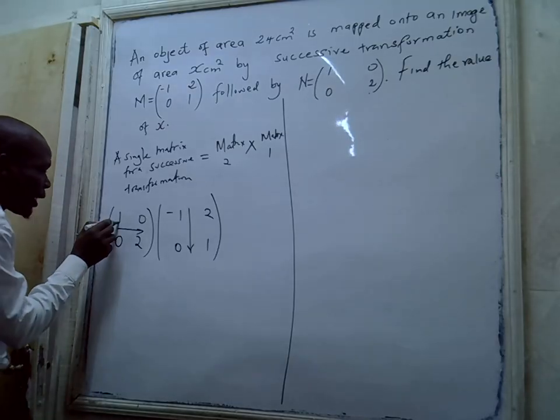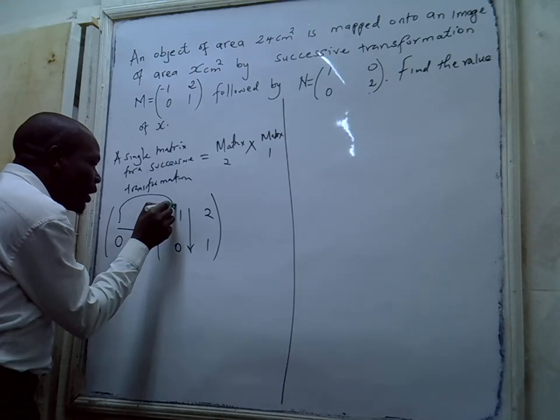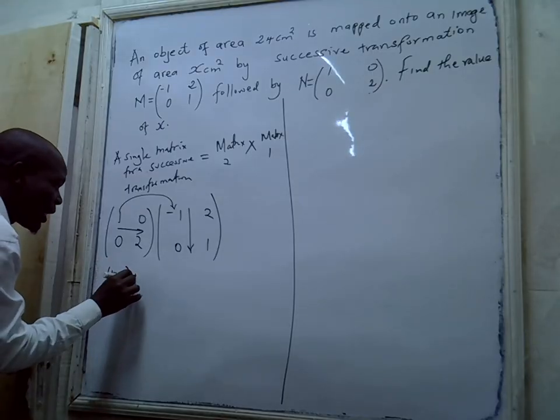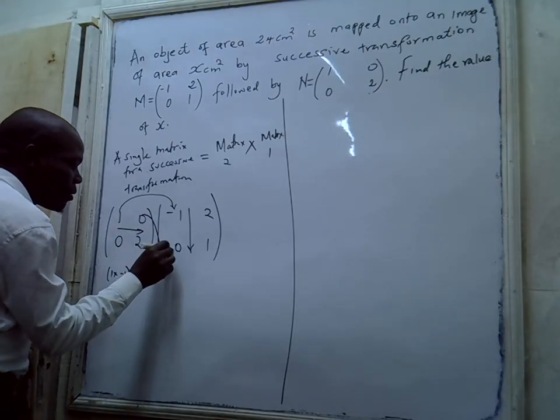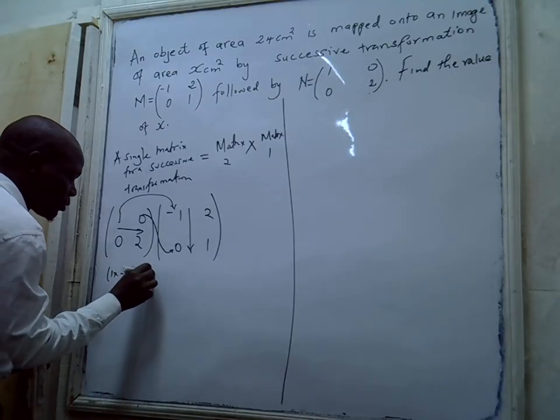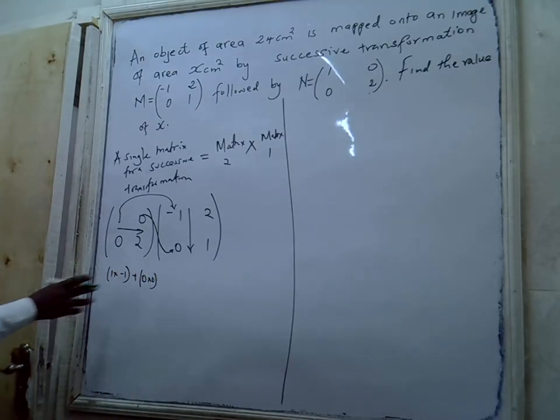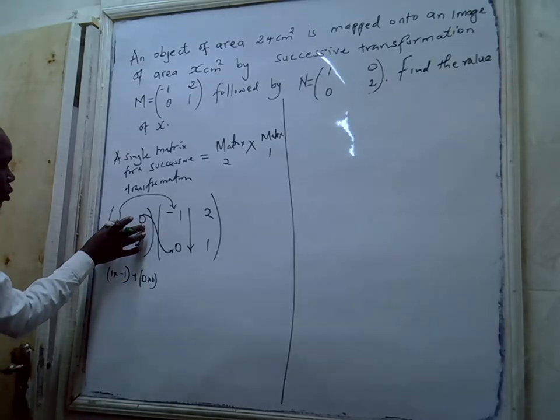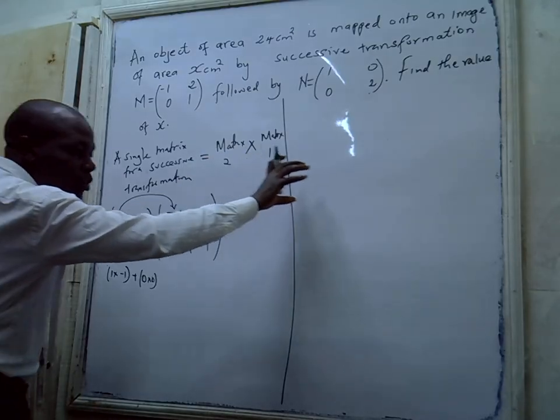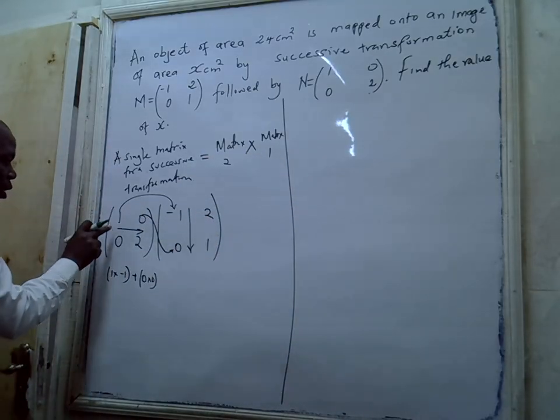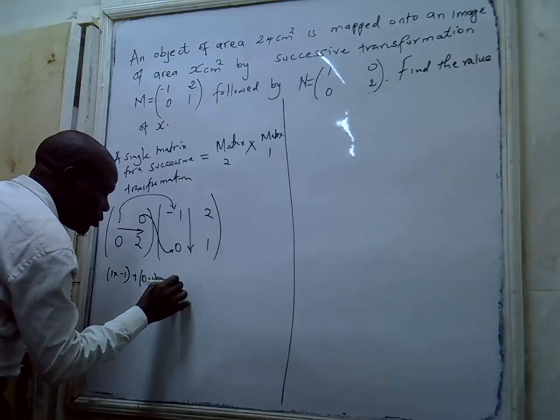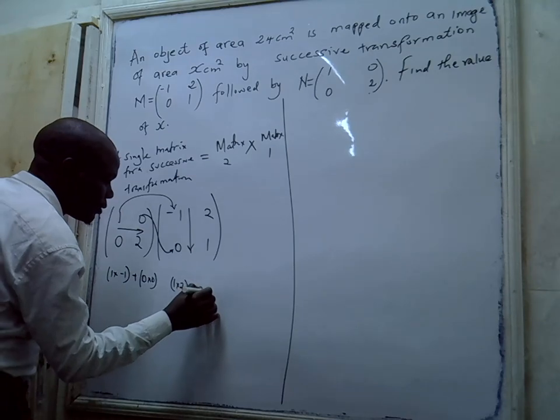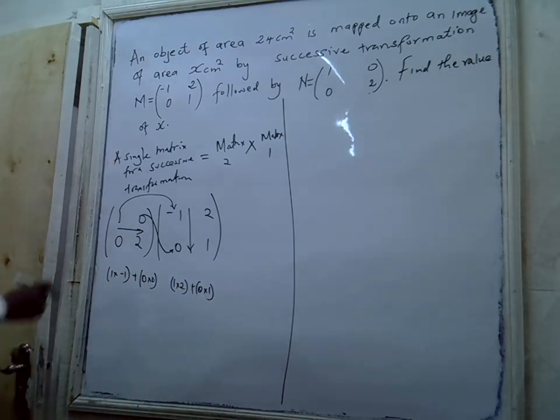We say 1 multiplied by -1, plus 0 multiplied by 0. This one gives us the first component of the product matrix. Then we do the same with the same row. We multiply the next column to give us the second column of the product matrix: 1 multiplied by 2 plus 0 multiplied by 1. We are done with the first row.